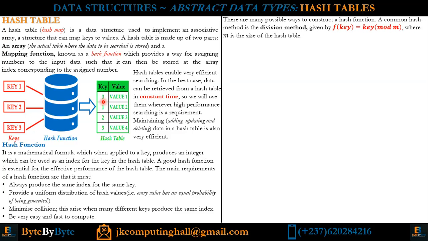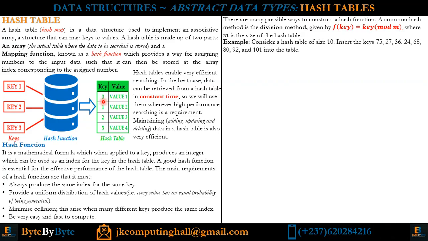There are many possible ways to construct a hash function. A common hash method is the division method given by f of key is equal to key mod m, where m is the size of the hash table. In other cases, m will be given but it will be different from the size of the hash table. But in case m is not given, you should know that m corresponds to the size of the hash table.